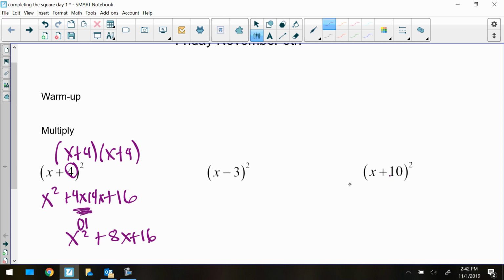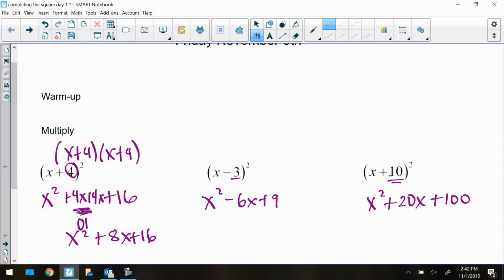So I can do these other two really quickly if I just realize I'm going to take negative 3 and multiply it by 2. So I'm going to get negative 6x, and negative 3 squared is 9. And on the last one, I'm going to start off with x squared. I'm going to take 10 and multiply it by 2 to get 20x, and then 100 because I would do 10 squared, and I get plus 100.